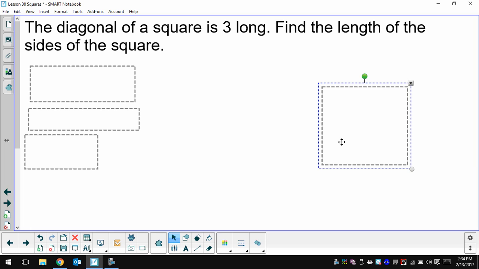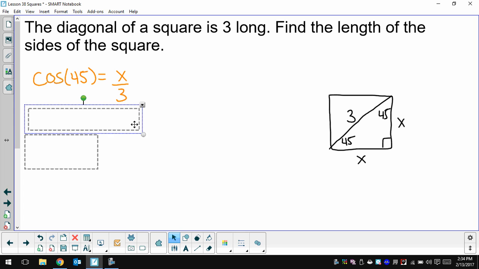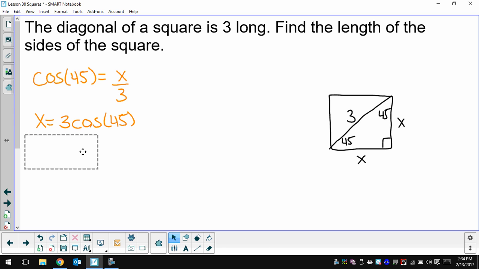So again, I'm just going to draw this triangle with a diagonal that's 3, the two 45s there that the diagonal creates by bisecting the angles. I'm looking for the sides, so all these sides are actually x, because in a square they're all the same. I again chose to do trig, and I chose to use cosine. You could have had sine 45 equals x over 3. Either way, you'll get x to be 2.1.